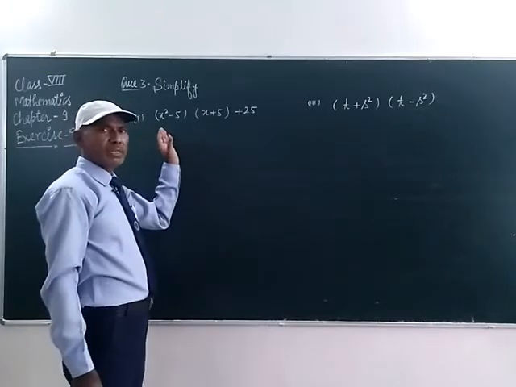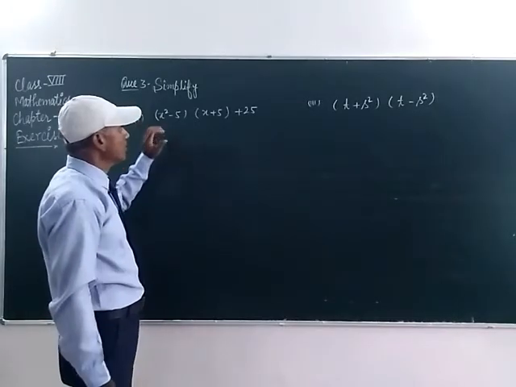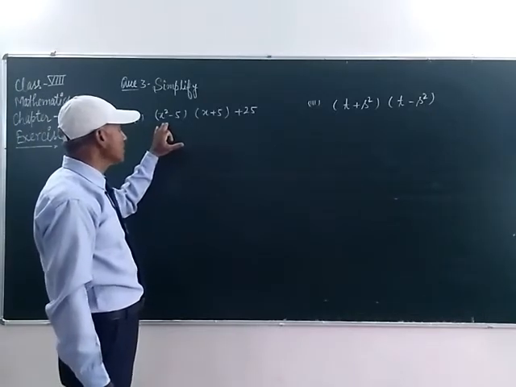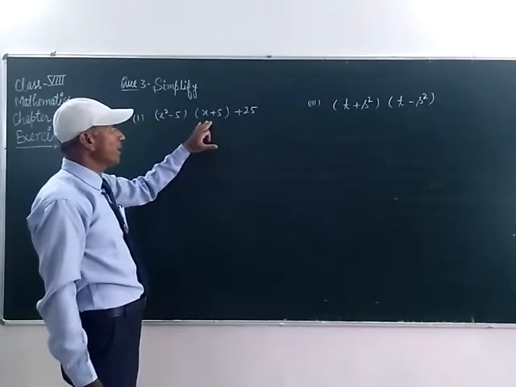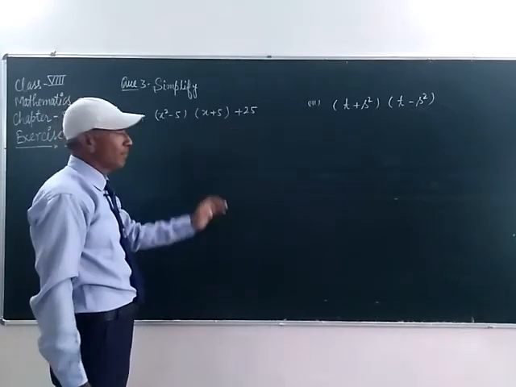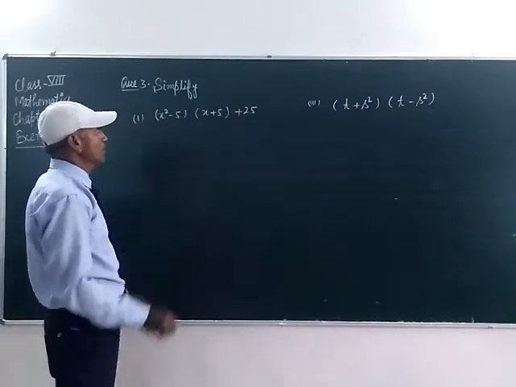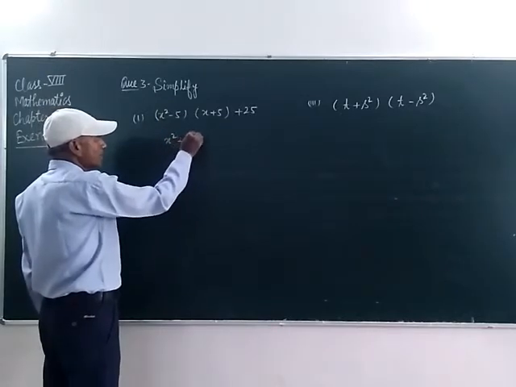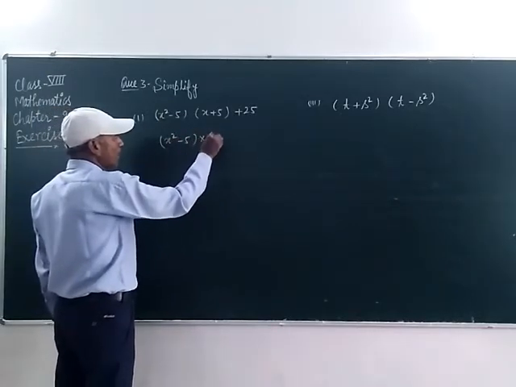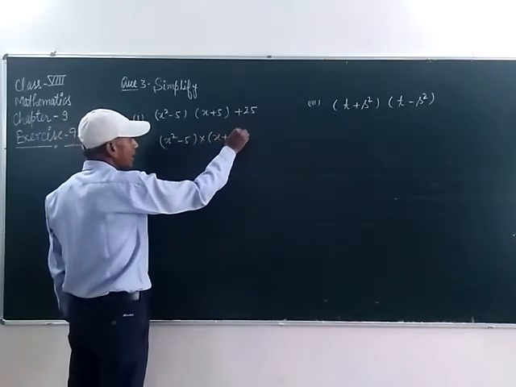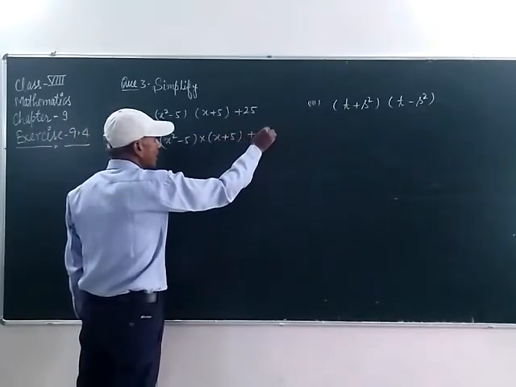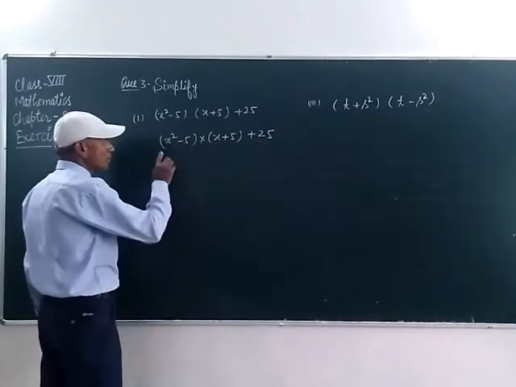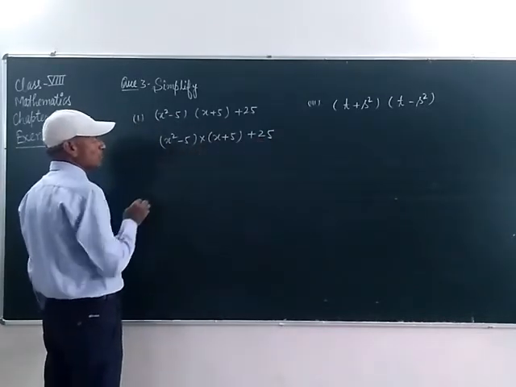This is question number 3, student, and in this question, students, we have to simplify. So in this, x square minus 5 multiplied by x plus 5 plus 25. First of all, we have to solve this question, student, and in this, x square minus 5 multiplied by x plus 5 plus 25. This one is a separate term, student. So first of all, we have to multiply these two terms.